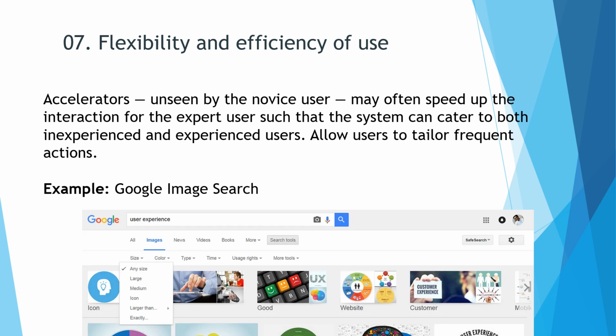So an example of this is, while a novice user might use the default Google image search, like the one shown here, the expert user can always refine the search by specifying maybe a size or a color or a type or so on.